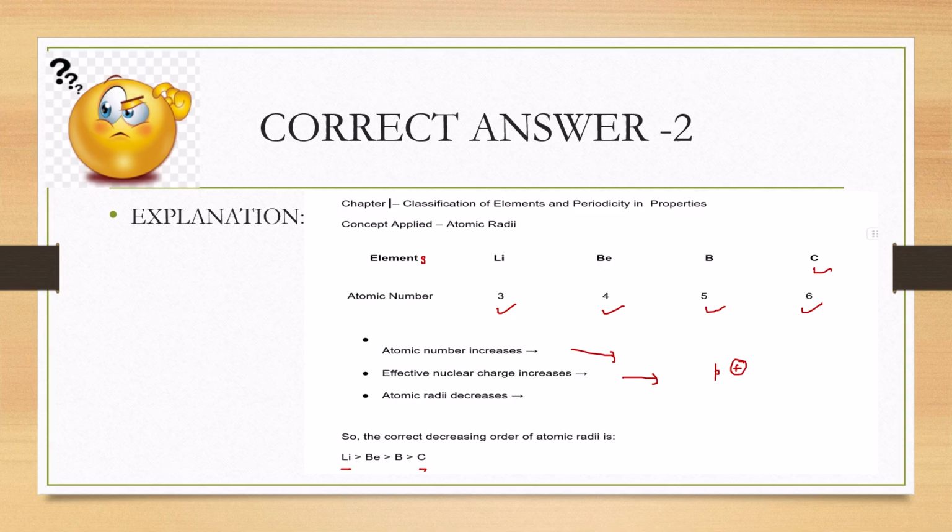And if effective nuclear charge increases, it attracts the outermost electrons. So atomic radii decreases with increase in effective nuclear charge. Hence, the correct decreasing order of atomic radii in picometer will be lithium, beryllium, boron and carbon.